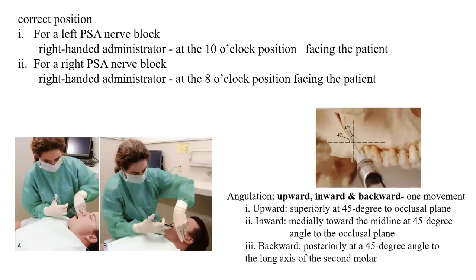The operative position for blocking the left posterior superior alveolar nerve: a right-handed administrator should sit at the 10 o'clock position facing the patient. For blocking the right posterior superior alveolar nerve, a right-handed administrator should sit at the 8 o'clock position facing the patient.